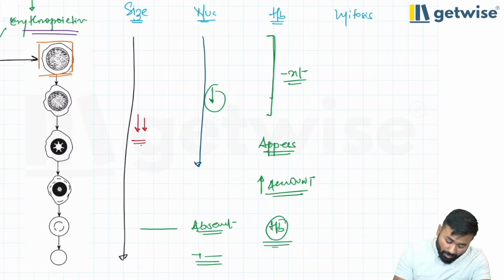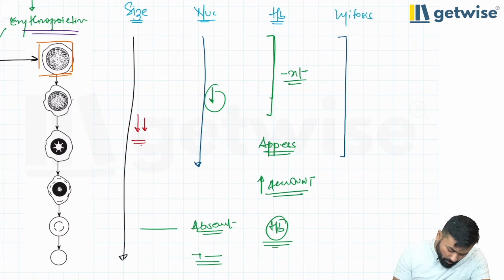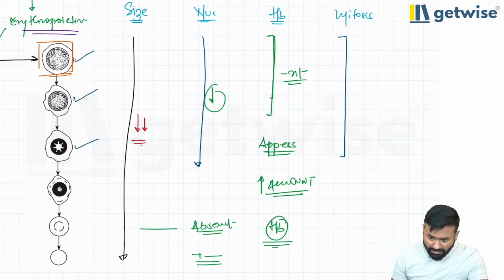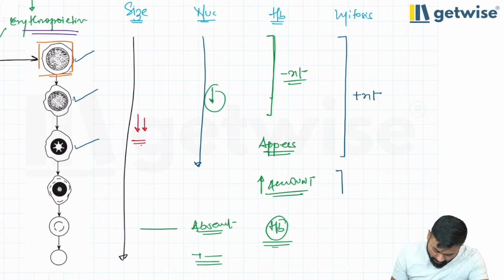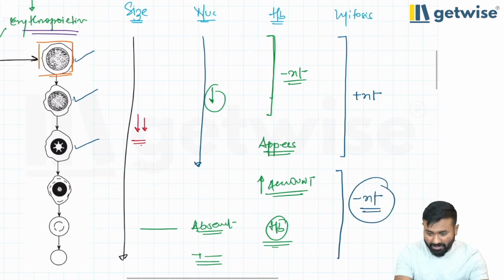What about the mitosis? In the first three stages, proerythroblast, early normoblast and intermediate normoblast, mitosis is present. But from the late normoblast to reticulocyte and the RBC, mitosis is absent.